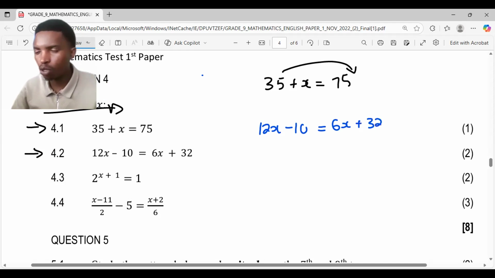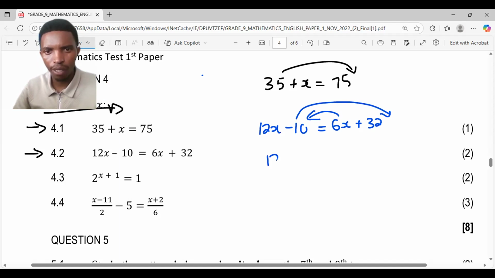We take the like terms on one side, right? So I'm going to take this 6 to this side, and negative 10, I'm going to take it to that side. So now we're going to have 12x. The 6, when it comes, is going to be minus 6x because it was positive. And then this side we're left with 32 because the 10 had plus 10. So now finally we're going to have 6x is equals to 42.